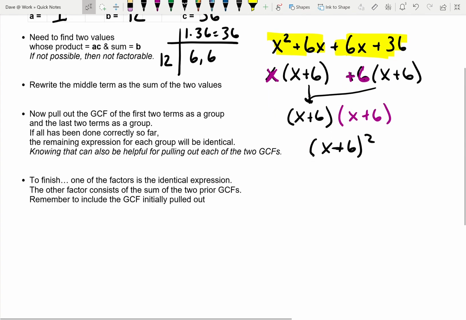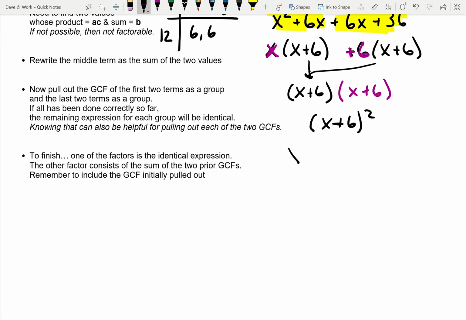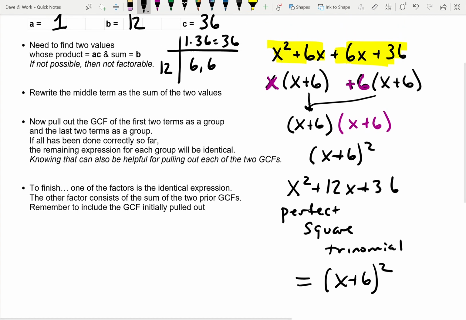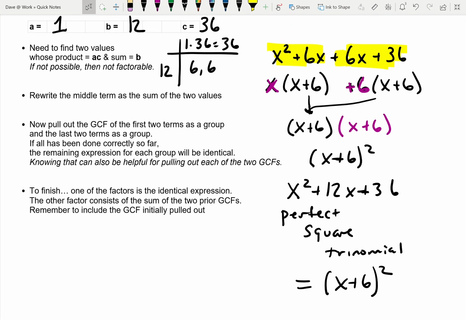When you write the original quadratic, x squared plus 12x plus 36, we can call this a perfect square trinomial because literally its factors are the same factor squared. And you can tell immediately when that happens when you look at the two numbers that you come up with, and if they're identical, that will lead to a perfect square trinomial. And that brings us to the end of factoring quadratic expressions.